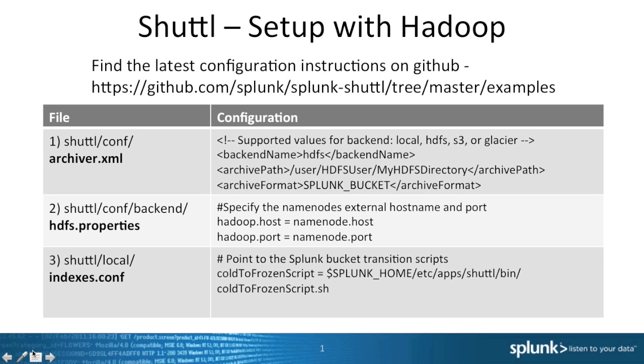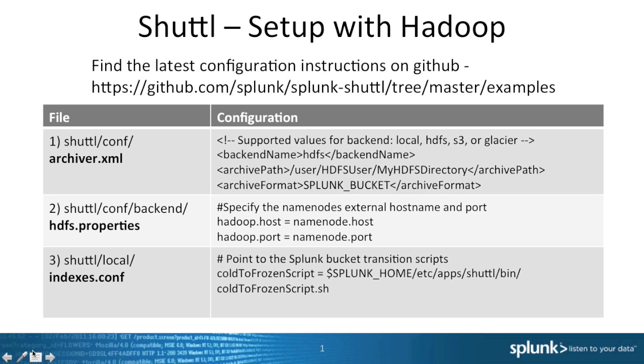To set up Shuttl with Hadoop, we have to configure three files: archiver.xml, hdfs.properties, and indexes.conf. In the archiver.xml, we have the option of selecting the back-end storage like Hadoop, NFS, or Amazon. We can also set up the specific Hadoop directory where Shuttl will put the Splunk buckets. And the last thing we can do in archiver.xml is select which Splunk format we want to use in the archive.